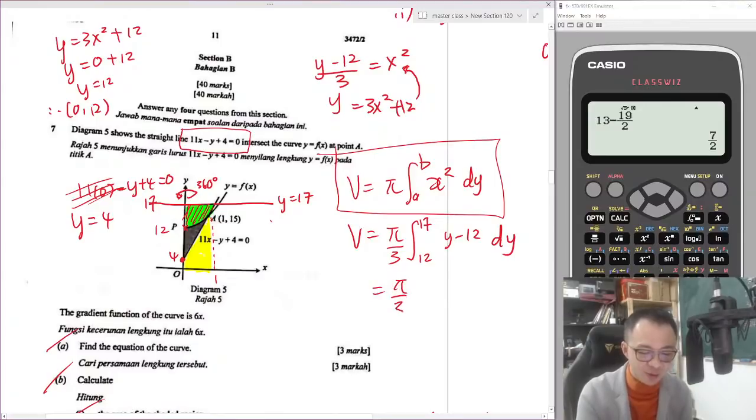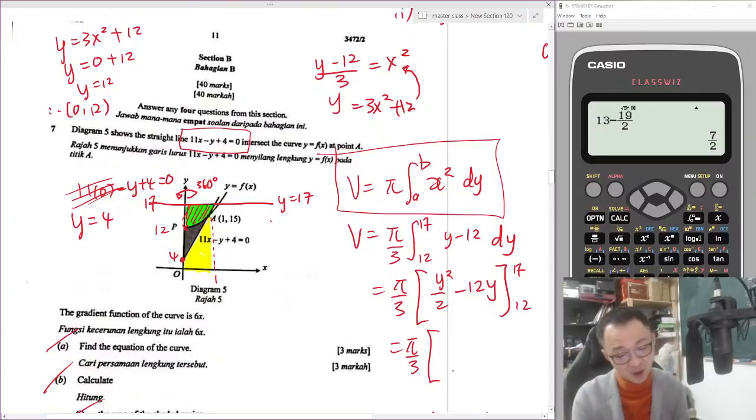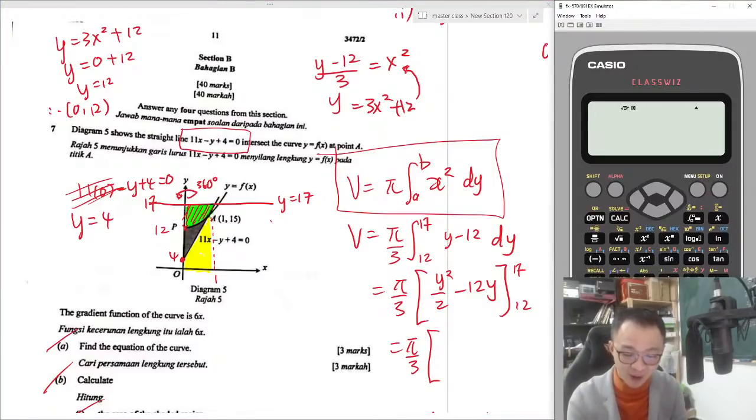Okay, then I will just do this one. This is y squared over 2 minus 12y. If you do not know how to integrate, go check out my integration video. Then here, sub in and solve one by one. 17 squared over 2 minus 12 times 17.